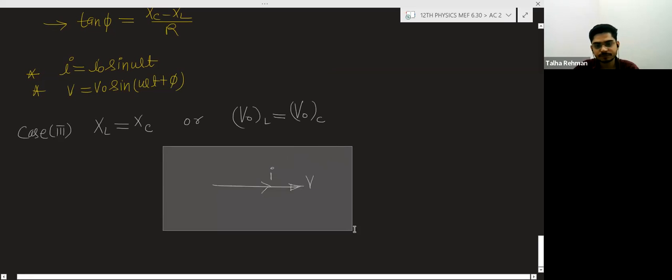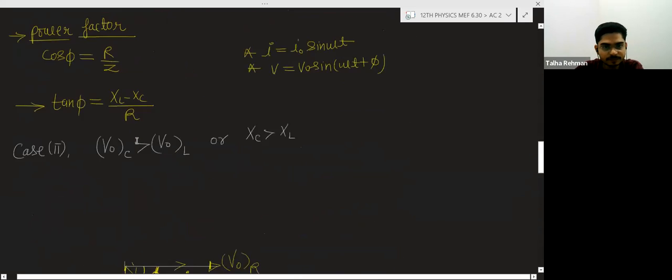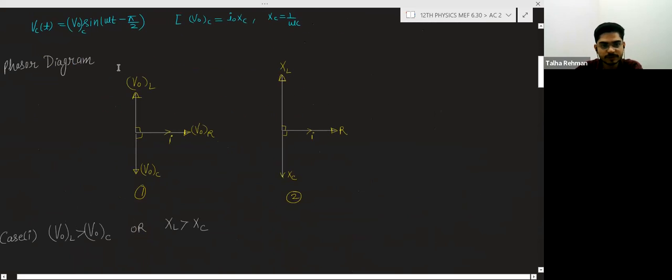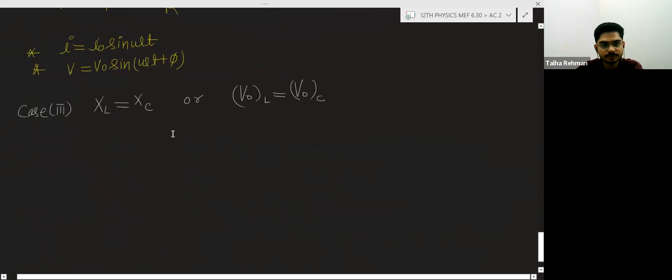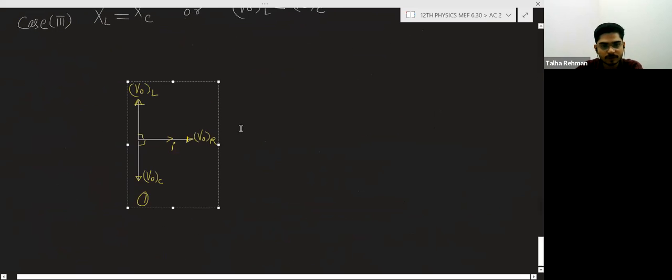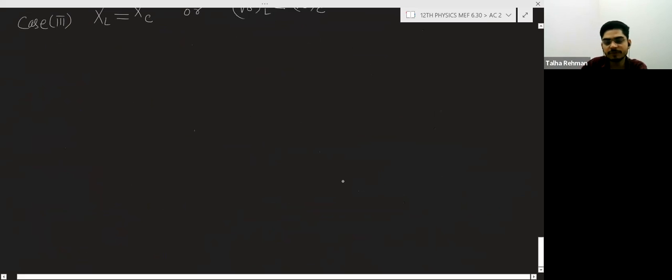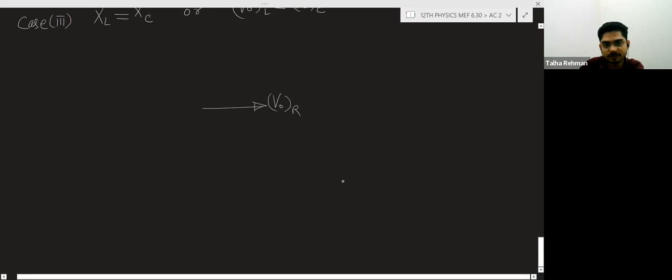What happens now? See, what was the diagram? Initially, this was the phasor diagram for the voltage. So here, V naught L and V naught C are equal, so both will cancel out. This will also cancel out. So finally, what will we get? We will get only V naught R, and here will be the current.